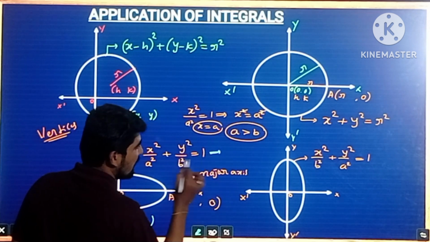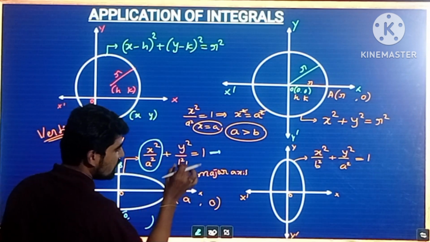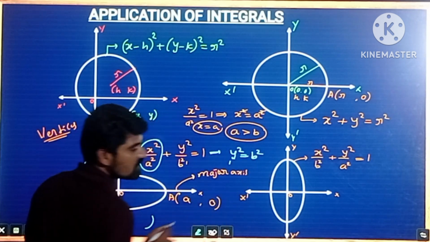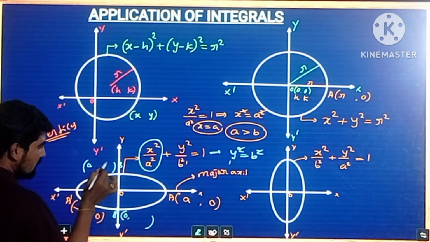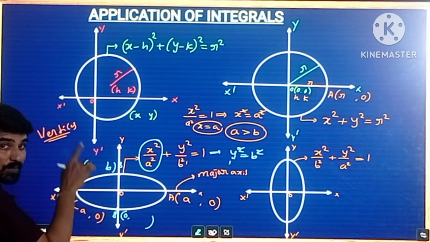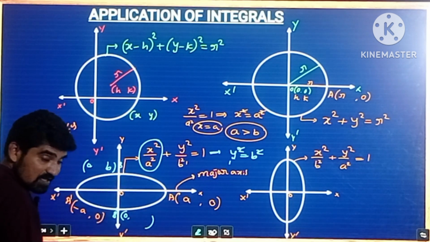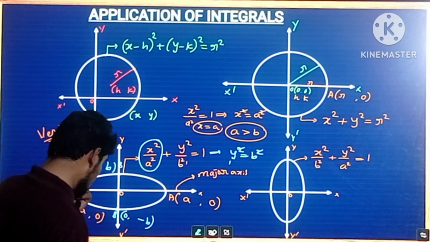What do we get? y square by b square. The other term becomes completely 0, by substituting x as 0. y square by b square equals 1. It means y square is equal to b square by cross multiplying. The squares get cancelled, so y equals b, meaning the y coordinate of point B is b, and the y coordinate of the point B dash, since this is on the negative y-axis, is minus b. I hope all of you are understanding.